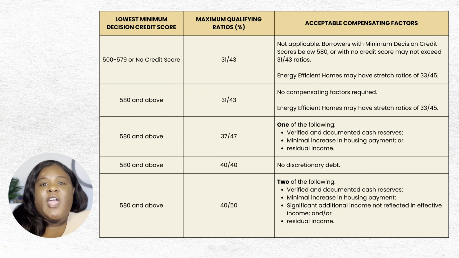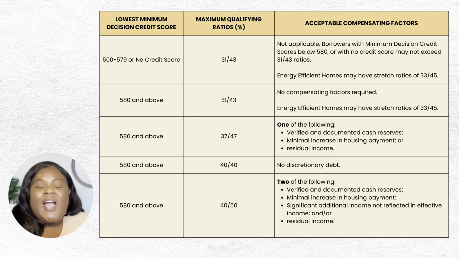Now, looking at the chart, you can see if you have at least a 580 credit score or above, those factors include 1, residual income. This is the money you have left over each month after all of your debts are paid. 2, cash reserves. I've already shared with you that you have to have at least 1 month of reserves to even do a manual underwrite, but to use it as a compensating factor, you're going to need 3 months of reserves.